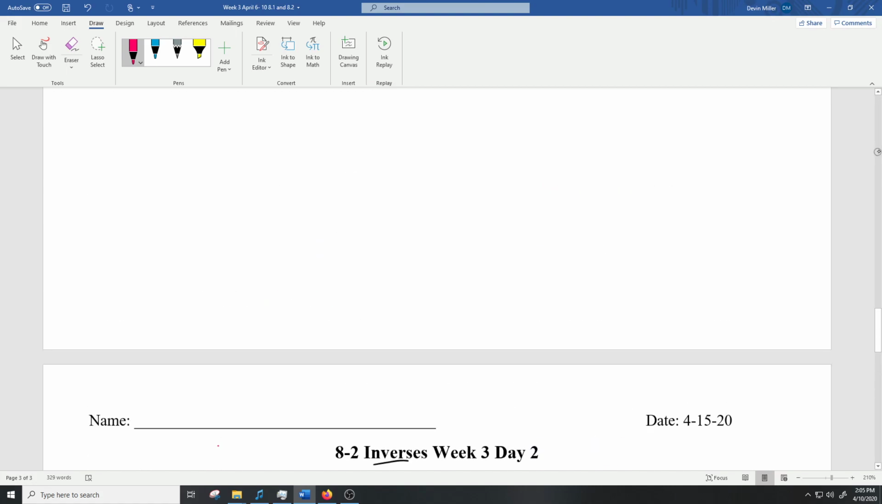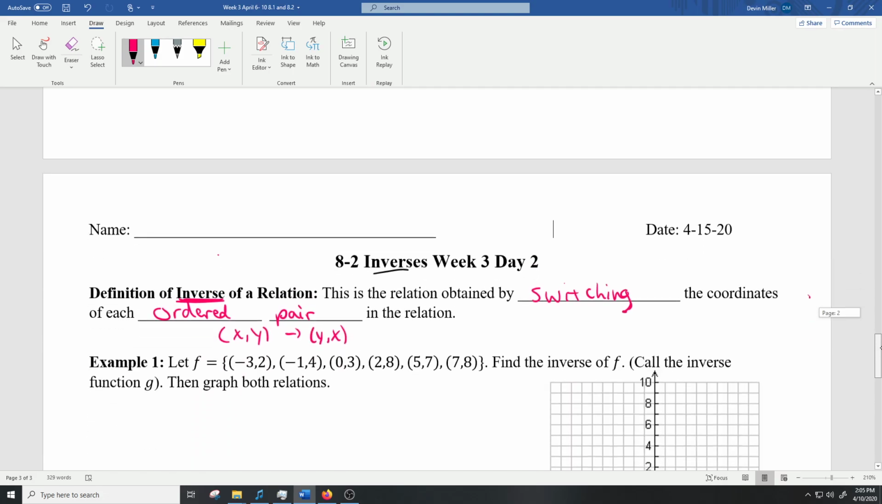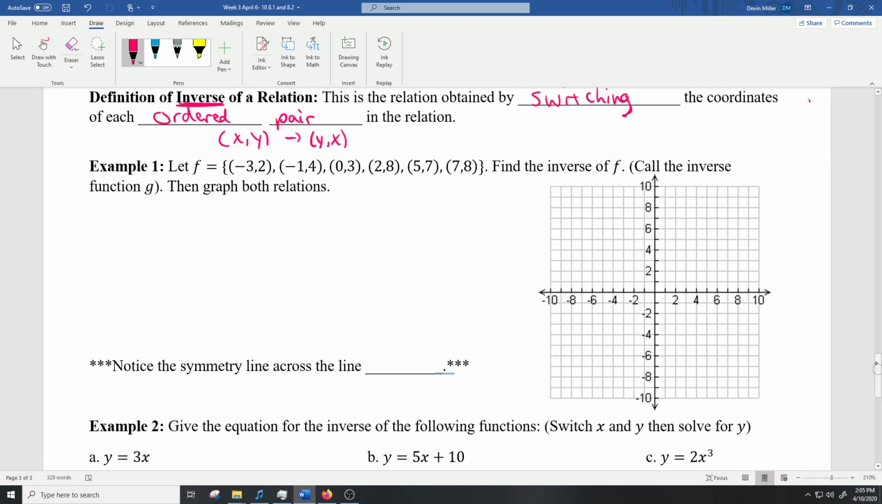For example 1, let f equal all these ordered pairs. We're going to find the inverse of f. We'll call that inverse g. And then we're going to graph both sets. So let's first go through and find the inverse g.